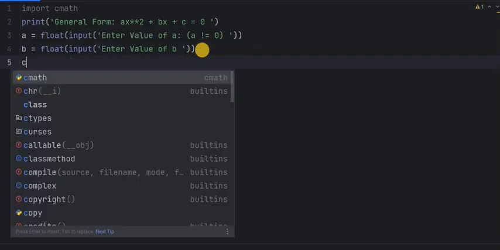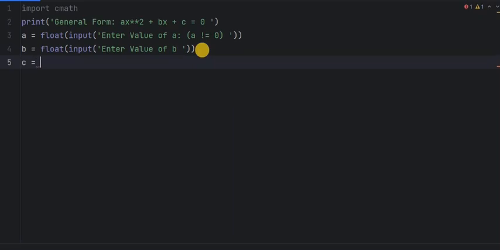Then we have c. This is our constant. So c can be anything, float as well. So we can just copy this instead of typing all the time, and we just change it to c. Now that we are done with this, the next thing is for us to represent when the user enters the value of a, b, and c. Let's see how everything will turn out to be.